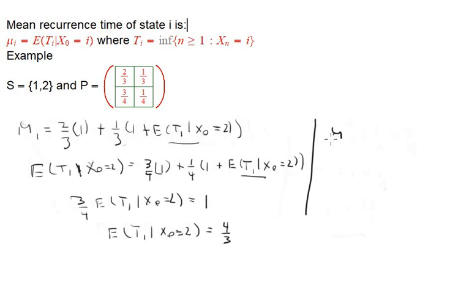Take this value, plug it back into the initial equation. So that gives me mu1 is equal to 2/3 plus 1/3 times 4/3, which is 4/9. So mu1 is equal to 1 plus 4/9. So mu1 is equal to 13/9.